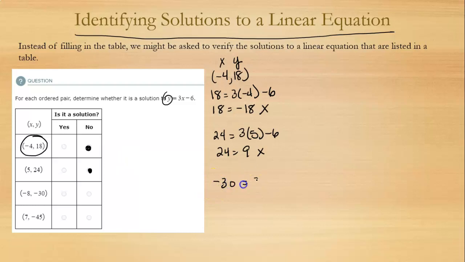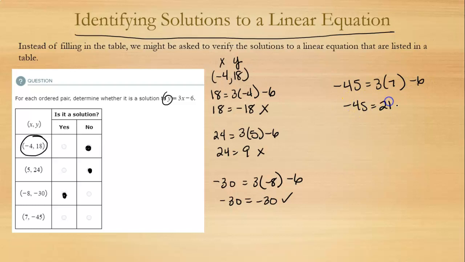Negative 30 equals 3 times negative 8 minus 6. Well, let's see if that equals negative 30. 3 times negative 8 is negative 24. Negative 24 minus 6 is negative 30, so we say yes for that one. And for the last one, negative 45 equals 3 times 7 minus 6. Negative 45 equals 21 minus 6. Negative 45 equals 15. That one's a no, so we would say no for that one.